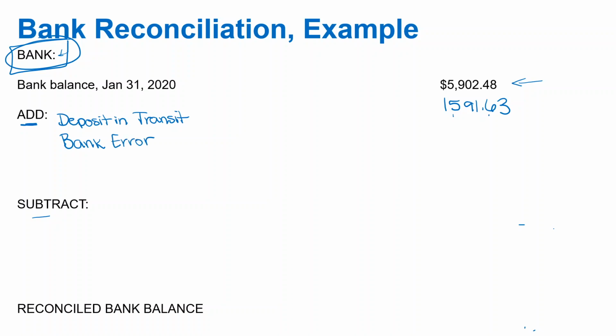So a bank error always gets adjusted on the bank side, but whether you add it or subtract it is specific to the question. So here we're adding this, and it was $100 that was removed. So that is the amount that we add.